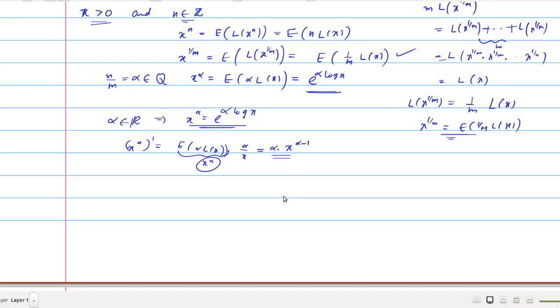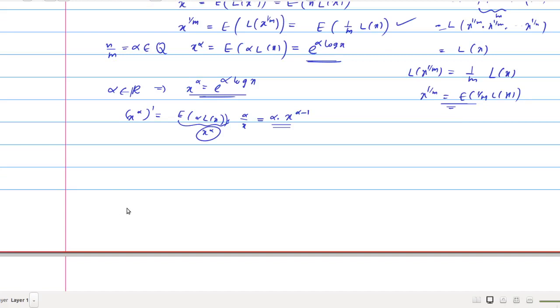Now we discuss an important property of this function: the limit as x tends to infinity of x to the power minus alpha times log x. We will prove that this limit is 0. This is true for every alpha greater than 0. That means log x by x raised to alpha, for positive alpha, always has limit 0 as x tends to infinity.